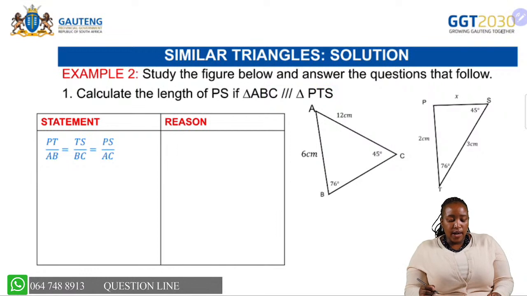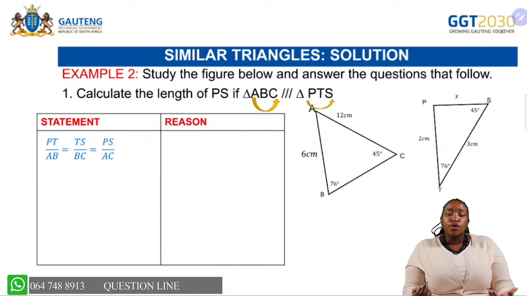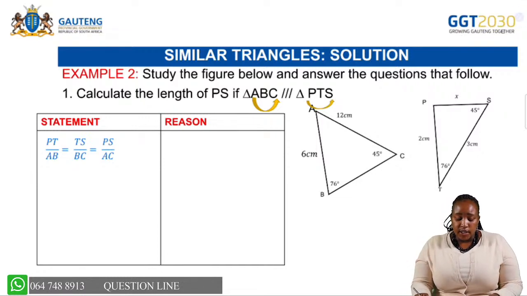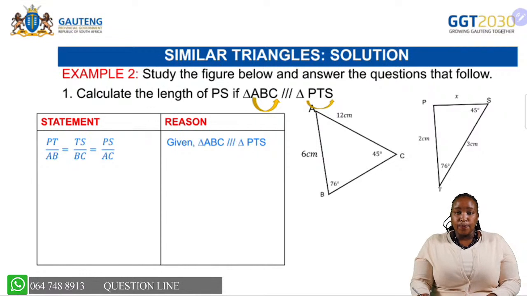And the last one would be the first and the last letter. So, AC corresponds with PS. You can use this to help you when you're not sure what sides or what ratios to use to do your similar triangles. Right, and your reason would be given because you were given that these two triangles are similar.